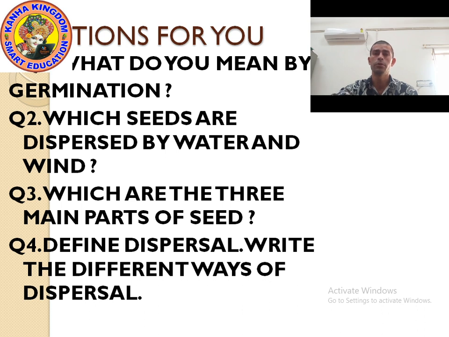Dispersal is possible through 4 ways. First is dispersal by wind. Second is dispersal by water. Third is dispersal by animal. And last is dispersal by explosion. Again, the process by which seeds are scattered away from the mother plant is called dispersal. It is possible due to dispersal by wind, dispersal by water, dispersal by animals, dispersal by explosion.